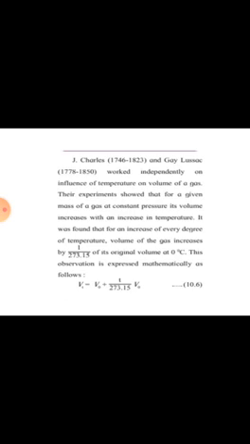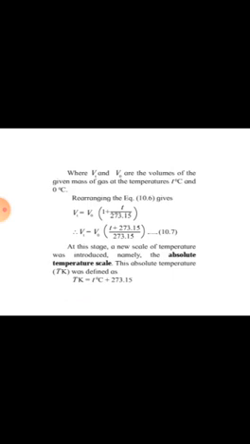This observation is expressed mathematically as Vt equals V0 plus t upon 273.15 V0, where Vt and V0 are the volumes of a given mass of gas at temperature t degree and 0 degree Celsius. Now by rearranging the equation, Vt equals V0 in bracket 1 plus t upon 273.15. So Vt equals V0 upon 273.15 into bracket t plus 273.15.